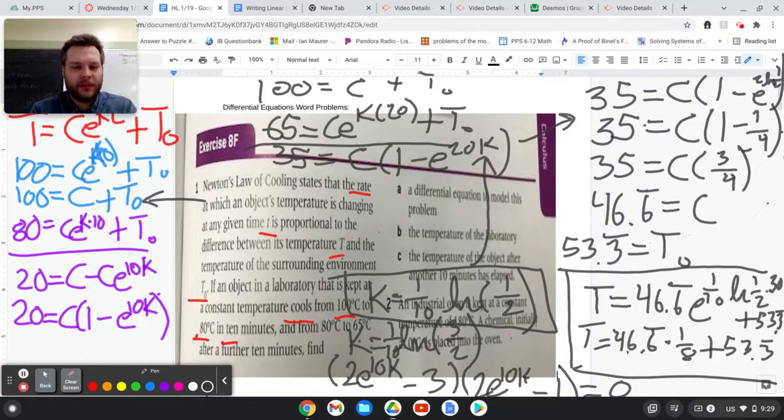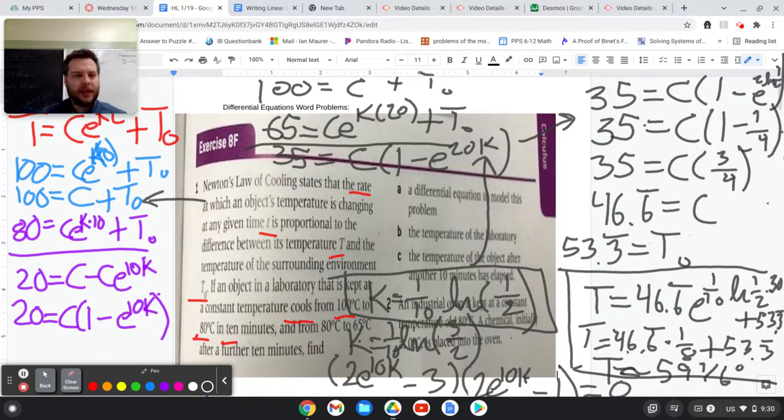Hang with me for another minute here as we crunch those last couple numbers. So we have 46.6 repeating times an eighth plus 53.3 repeating, and we get that the temperature should be approximately 59 and 1/6 degrees. So there you go.